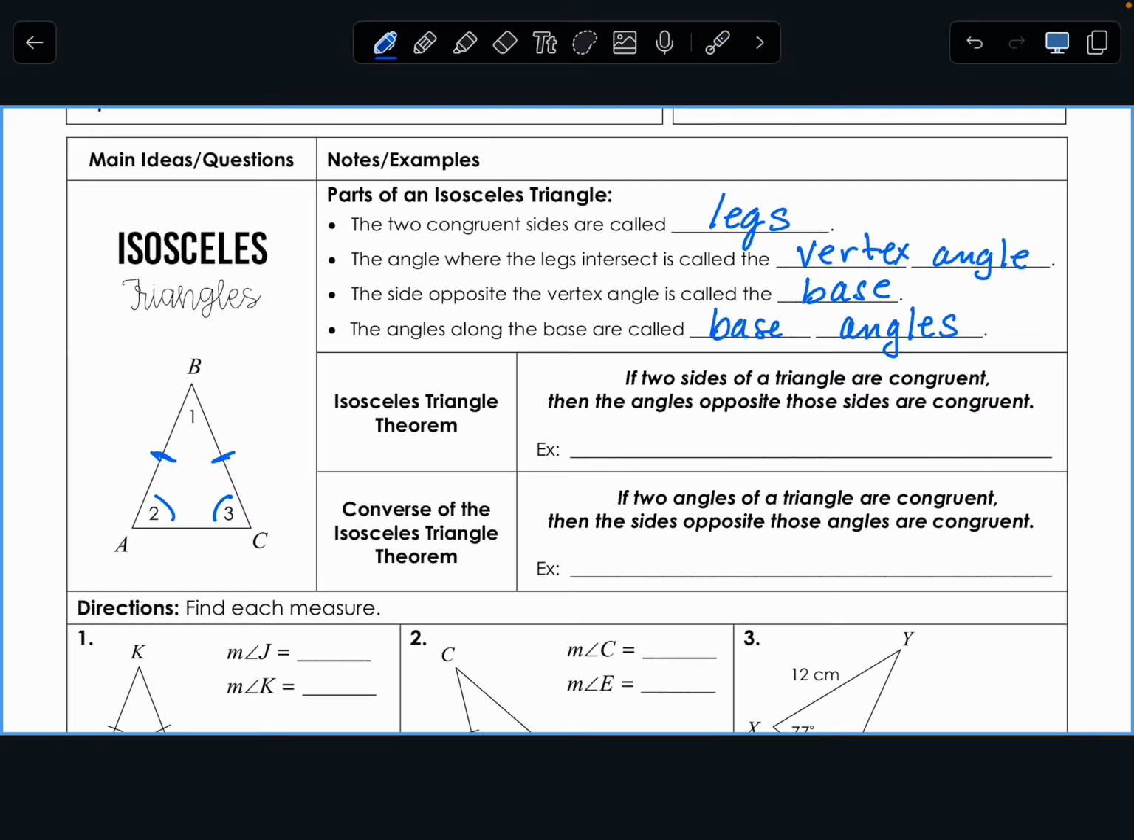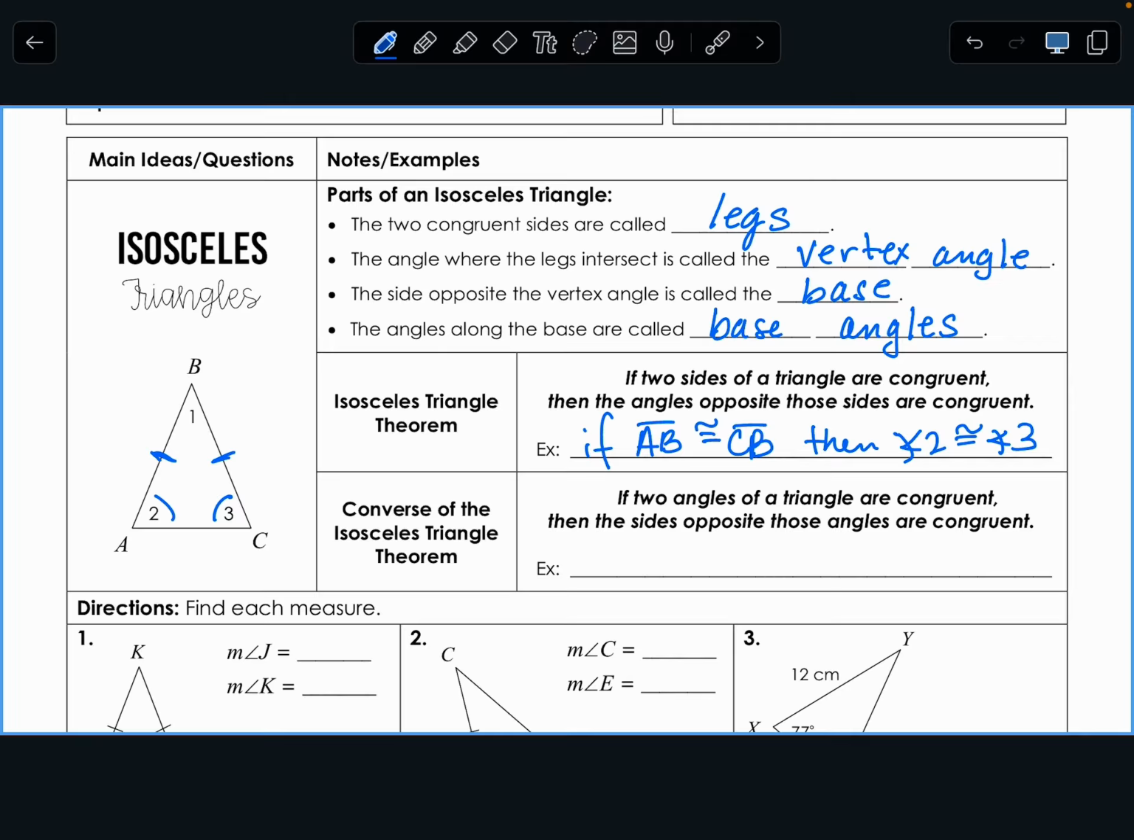If two sides of a triangle are congruent, then the angles opposite those sides are congruent. So if I tell you the sides are congruent, if AB is congruent to CB, then angle 2 is congruent to angle 3. Notice the order. The sides first, then the angles. But it doesn't change if we go the other way.